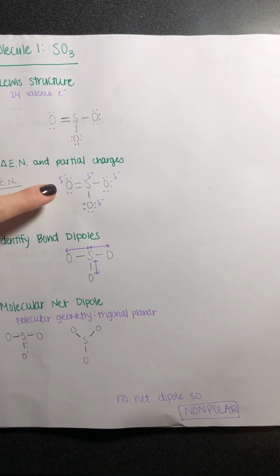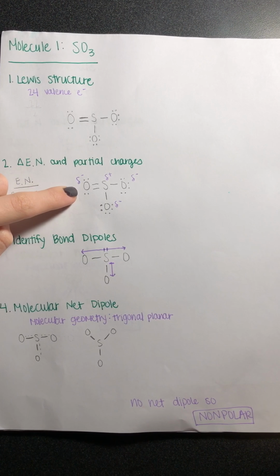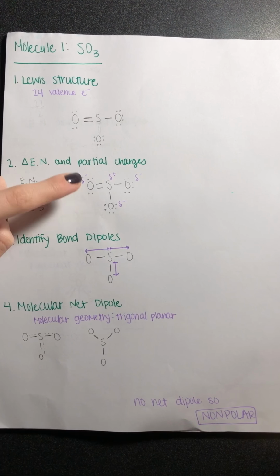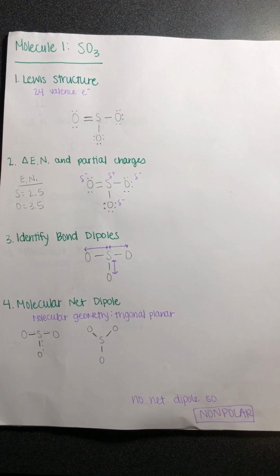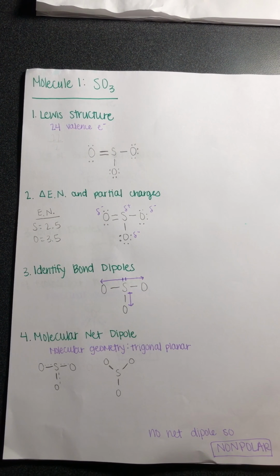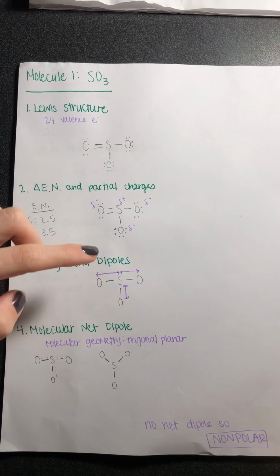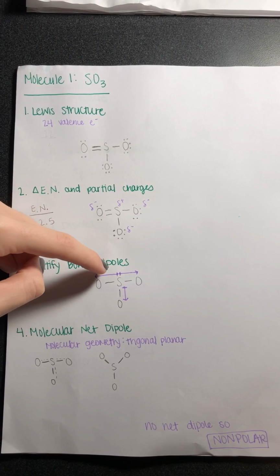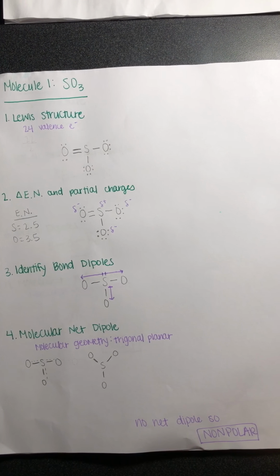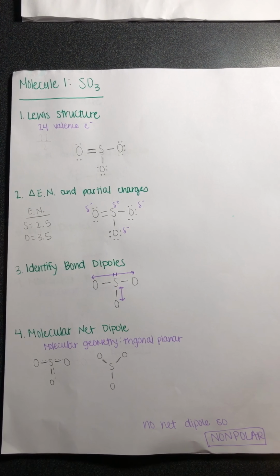Now let's look at the bond dipole. The highest electronegative atom, which is O, will have partial negative charges because the electrons drift towards the atom with the highest electronegativity. That means there will be a partial positive charge on the S atom. The bond dipoles are going to look like this. A tail that's positive on the S heads towards the O on the outside.